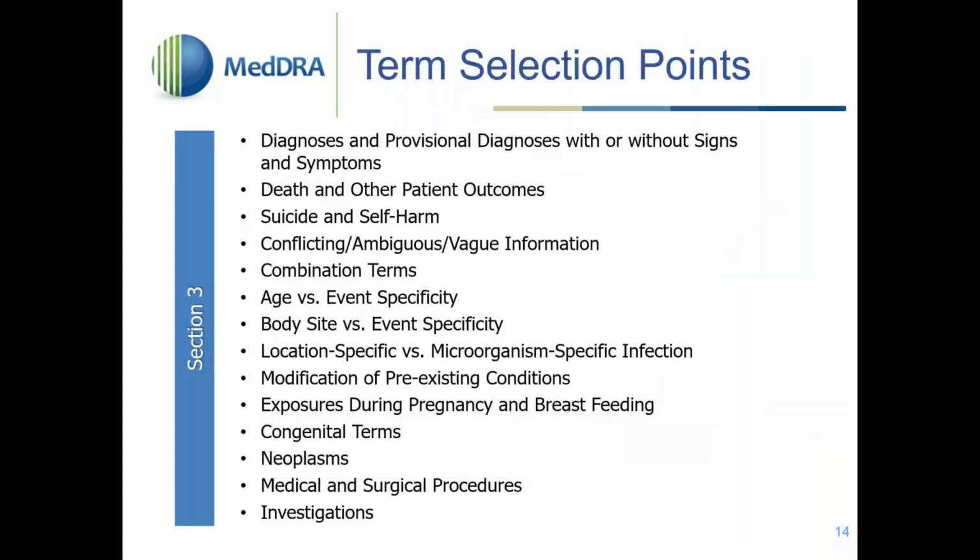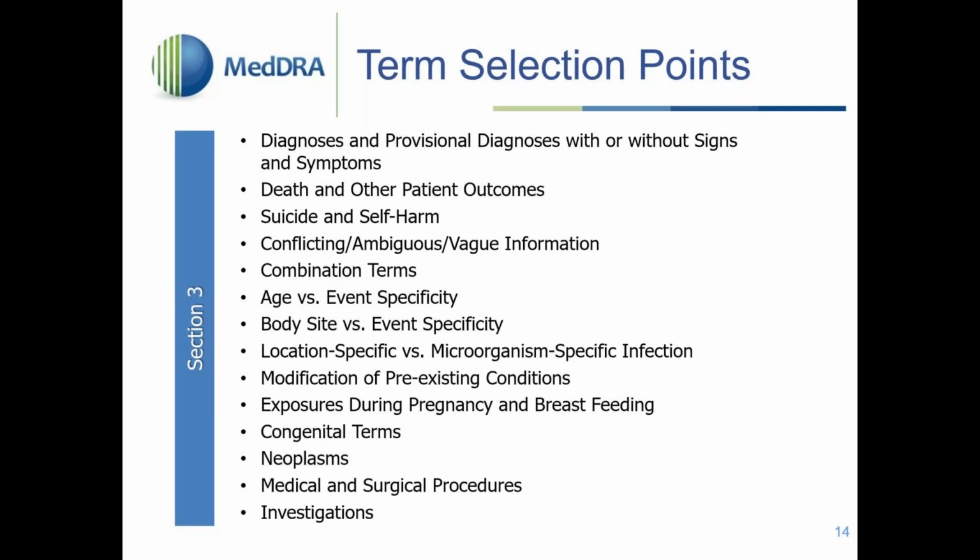This ICH endorsed guideline is really a great resource because it addresses many, many different types of scenarios you come across when you're coding or when you're reviewing coding. Maybe too many to cover in their entirety today, but we will touch base on a few. And on your screens, you can see examples of these scenarios. This is from section 3 of the PTC document. You see, for example, age versus event specificity. Location versus microorganism-specific infections. I'm sure many of you come across terms like that.